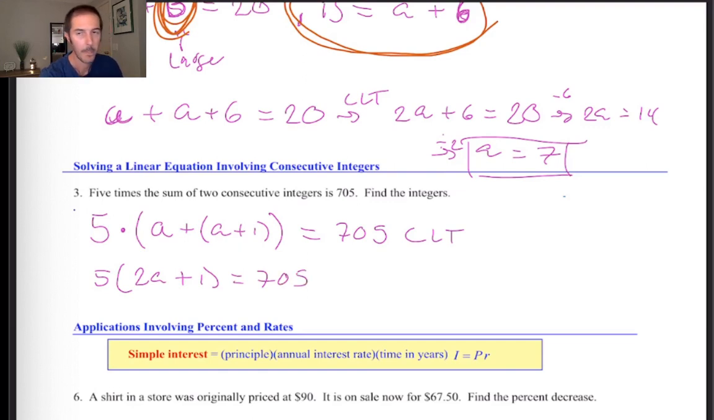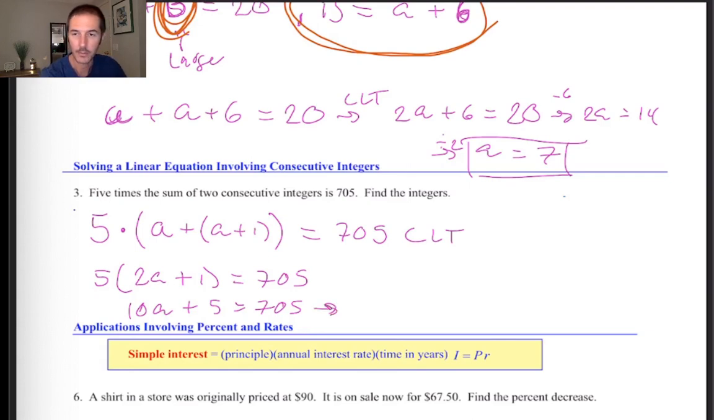Interesting at this point, you could distribute multiplication by 5 on the left-hand side, or you could divide both sides of your equation by 5. That would cancel out this 5, and you would have to divide this number by 5. Either one of those will work. I'm going to distribute. I get 10a plus 5 equals the 705. I decided that I wanted to distribute because I knew that 5 times 1 was going to give me a 5, and I'd be able to subtract the 5 away from the 705, which would make it a nice round number, so to speak.